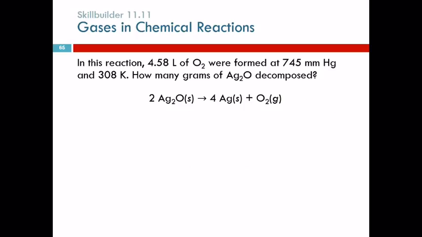Let's do an example. In this given reaction, 4.58 liters of oxygen were formed at 745 millimeters of mercury and 308 Kelvin. How many grams of silver(I) oxide decomposed?